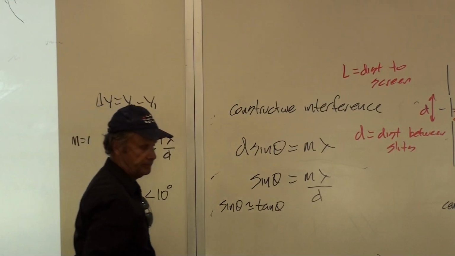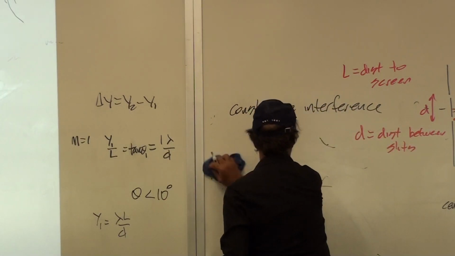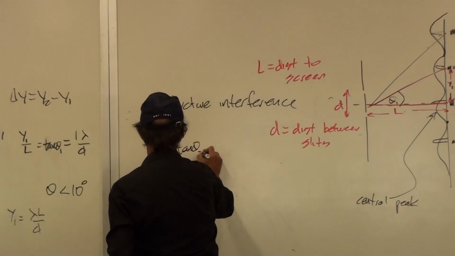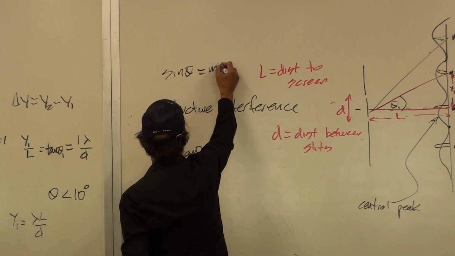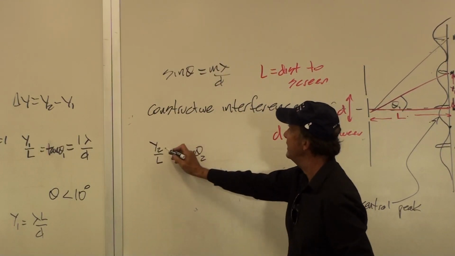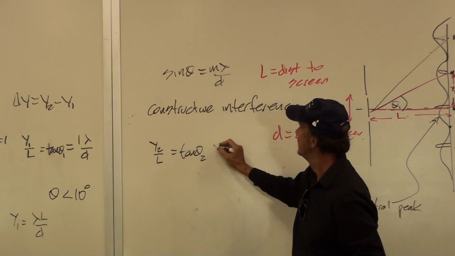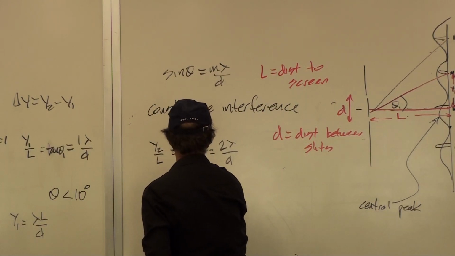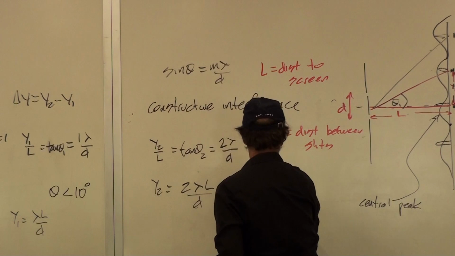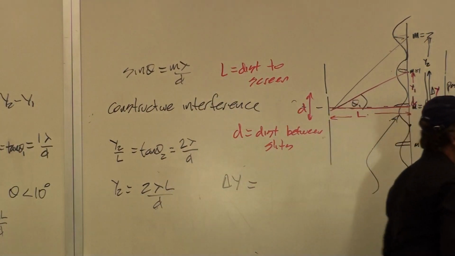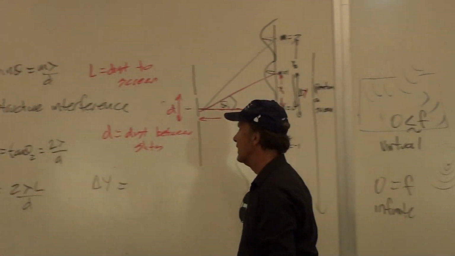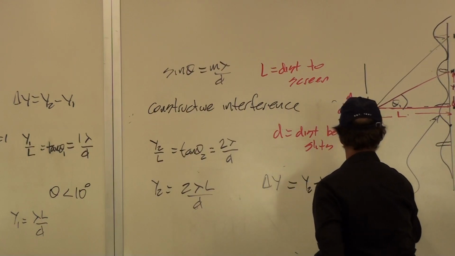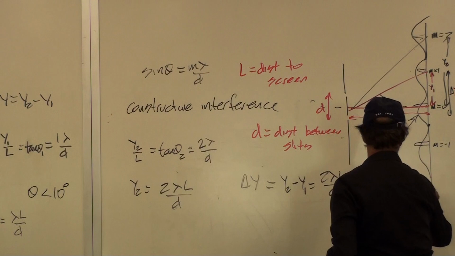Then we could do the same thing for y2. y2 over L is the tangent of theta 2, which is about the same as the sine of theta. Remember, this is our original relationship, m lambda over d. Well, we're replacing sine theta by tangent theta, and then m in this case is going to be 2. So that'll be 2 lambda over d. And so that gives us y2 is equal to 2 lambda L over d. So therefore, delta y, which is the distance between the bright spots, an easy thing to measure in lab, is just going to be y2 minus y1, which would be 2 lambda L over d minus lambda L over d. That's just lambda L over d.